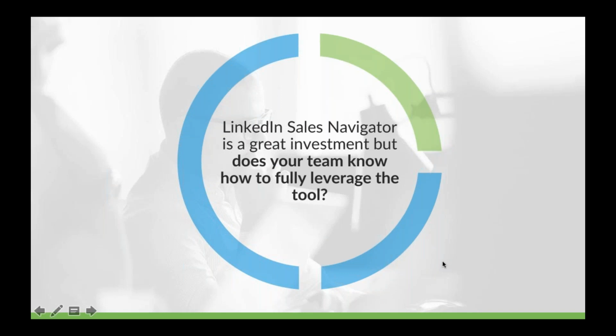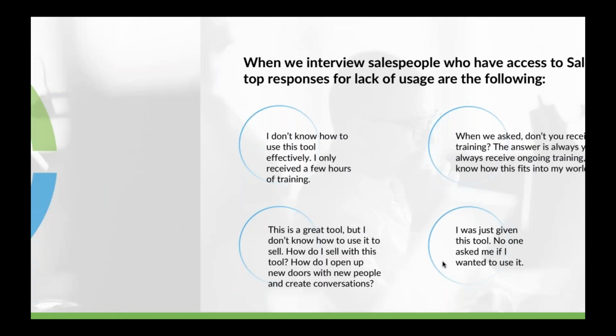Sales Navigator by LinkedIn is a great investment. LinkedIn calls this, I believe, one of the best things that they could use as a tagline: Sales Navigator is LinkedIn for salespeople, short and sweet. And I love the tool myself. But does your team know how to fully leverage this tool to its maximum capacity?